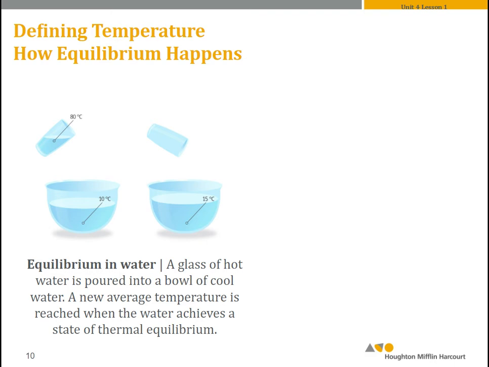Well, what happens if you take two volumes of water and combine them with each other? Here we see an 80-degree glass of water being poured into a 10-degree bowl of water, and they only reach an equilibrium temperature of 15 degrees Celsius. A glass of hot water poured into a bowl of cool water. The average temperature is reached when the water achieves a state of thermal equilibrium.